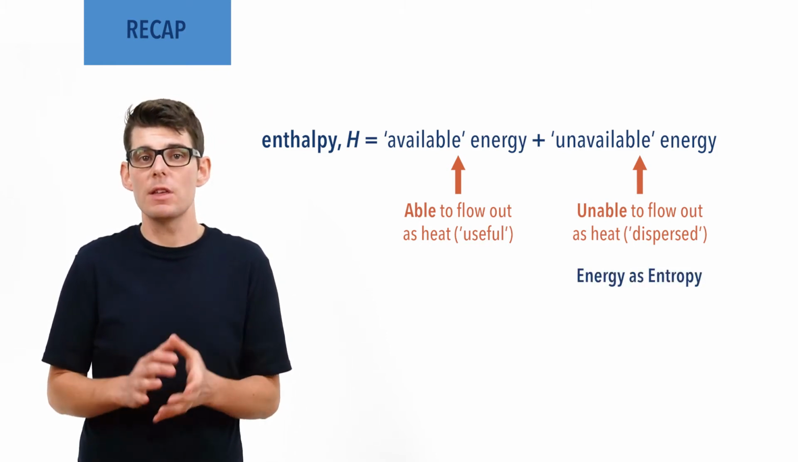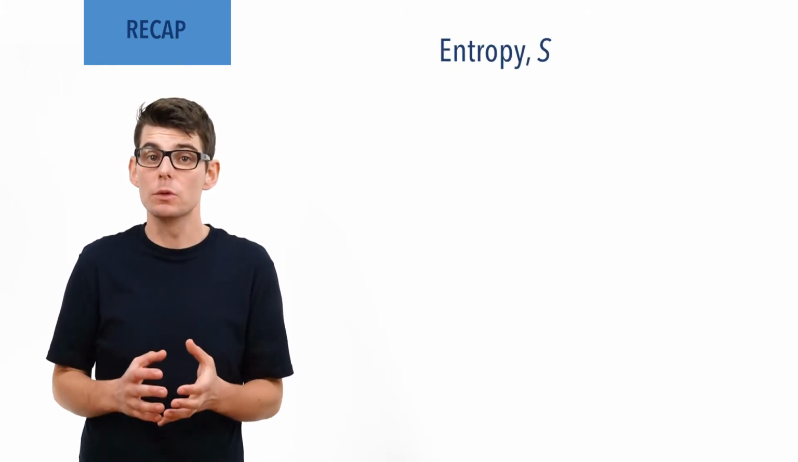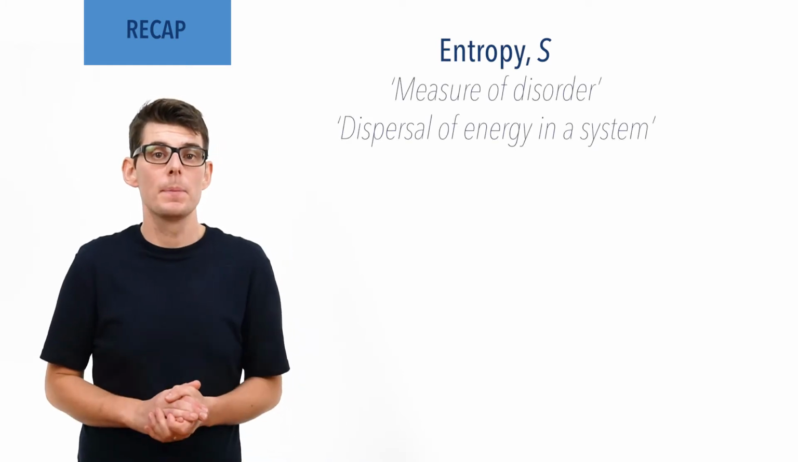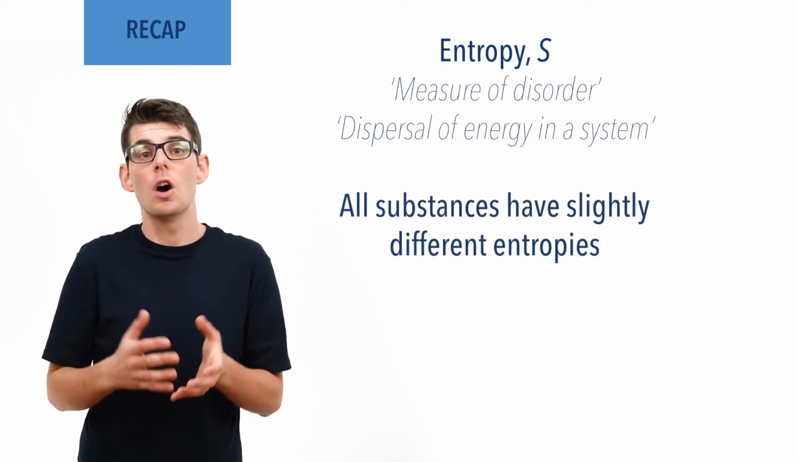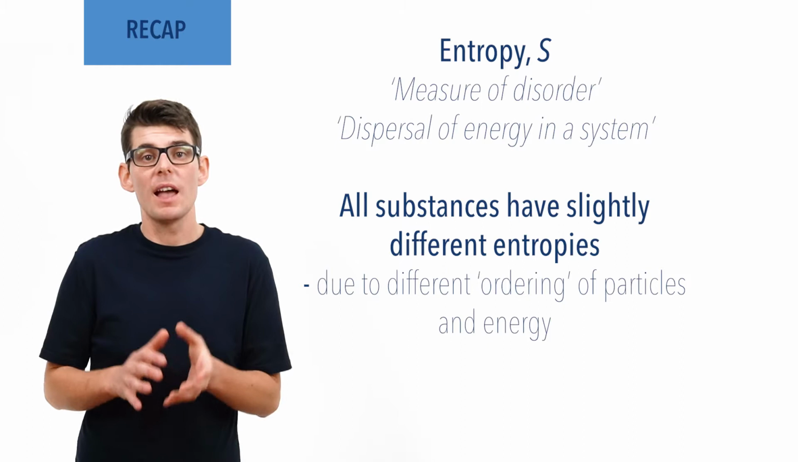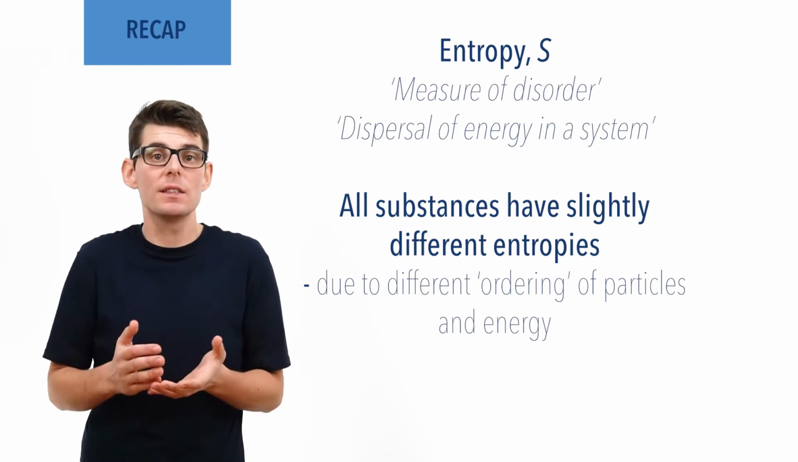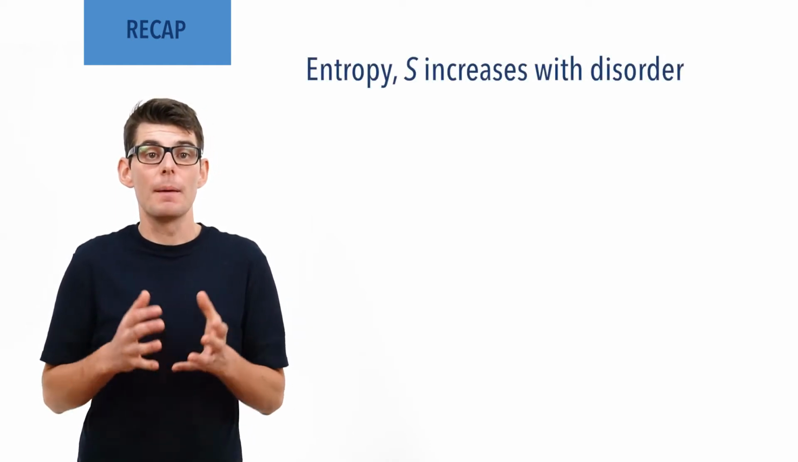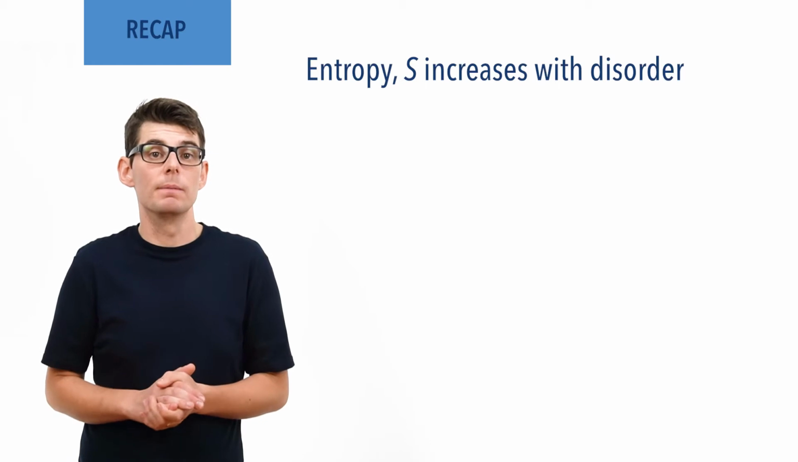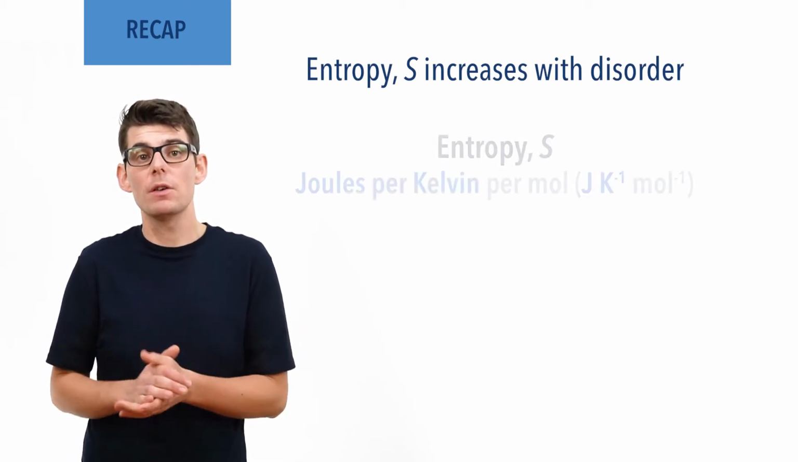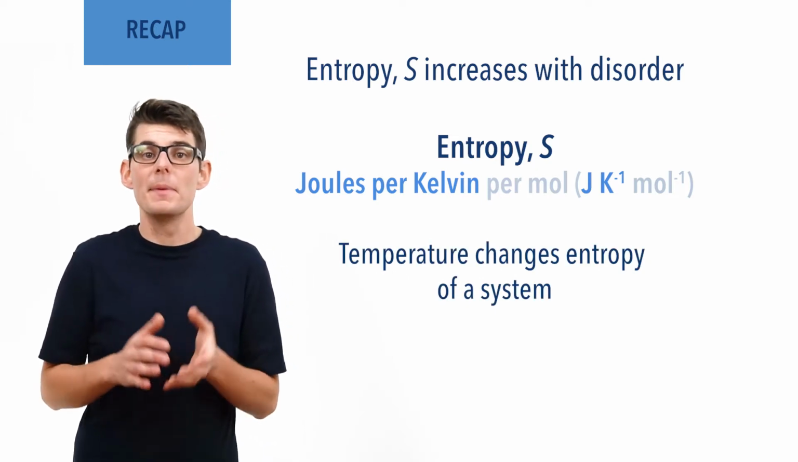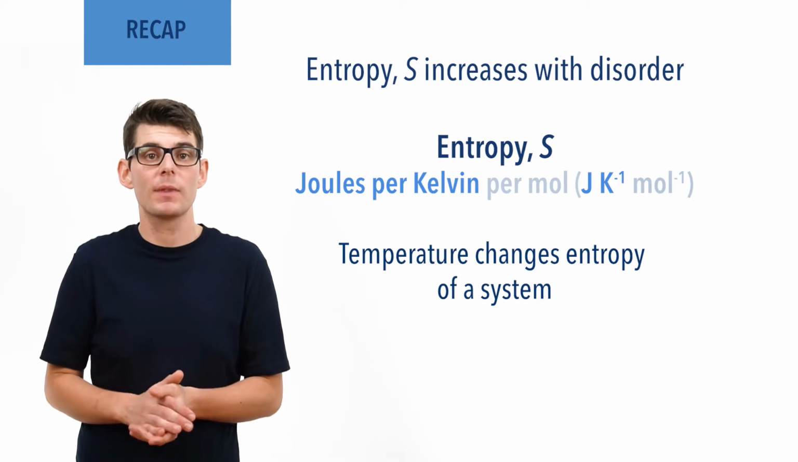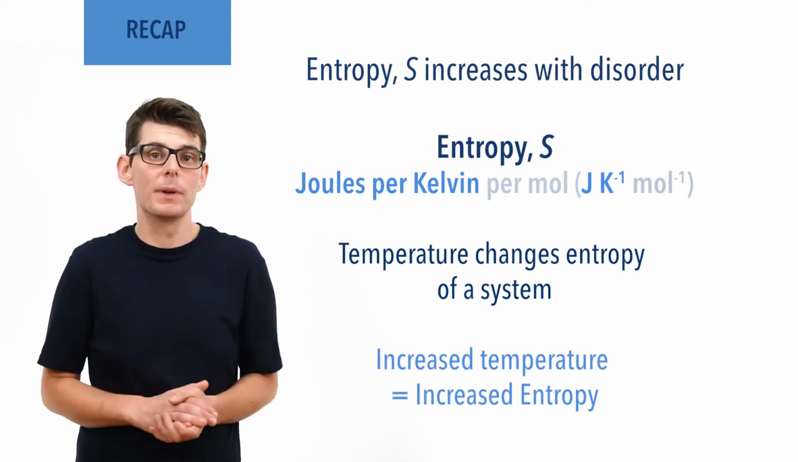The entropy of a system is based on the possible arrangements of particles or disorder within the system. Every substance has its own value of entropy as particles in different substances are ordered in slightly different ways. And this means energy is distributed in the substance differently. Entropy increases with the level of disorder and possible arrangements of particles in a system. Units for entropy are joules per Kelvin, as temperature changes the possible arrangements of particles within a system, meaning it changes the distribution of energy. Increased temperature means increased entropy.